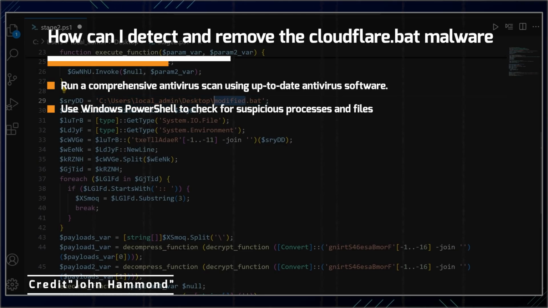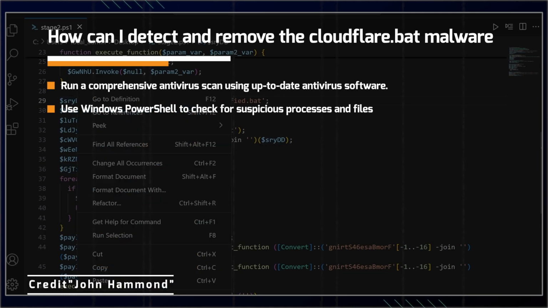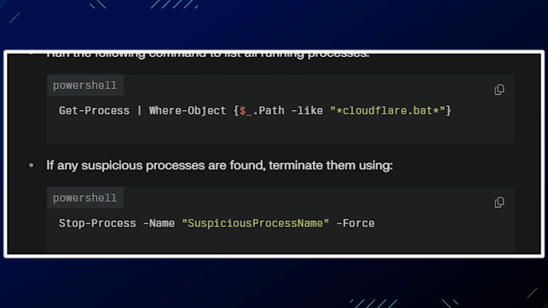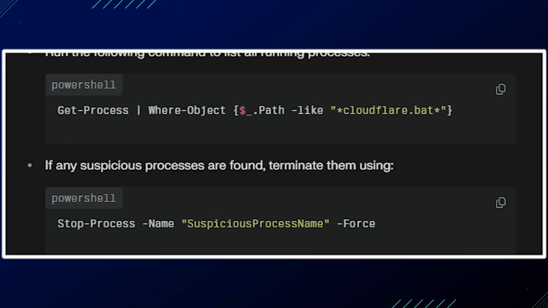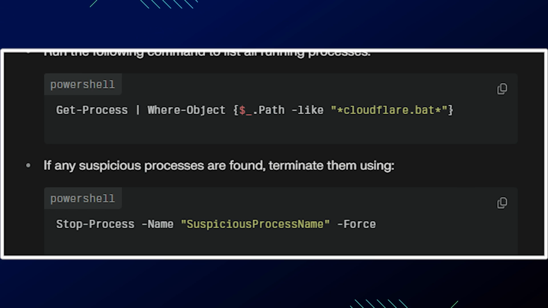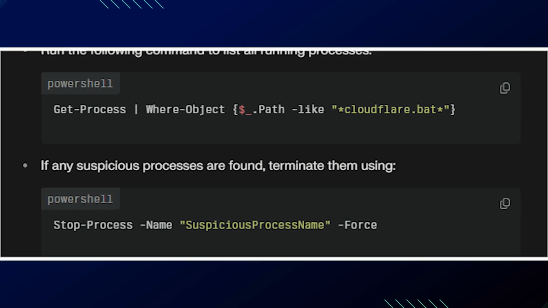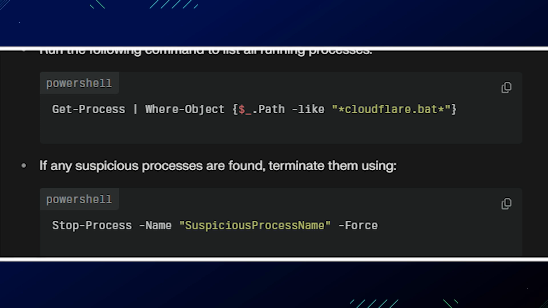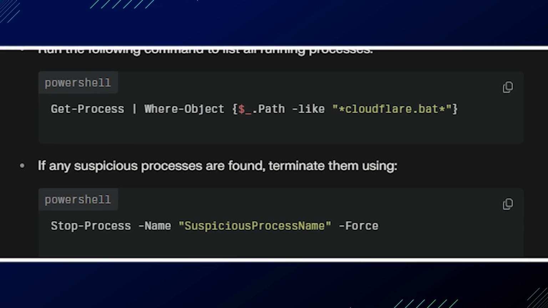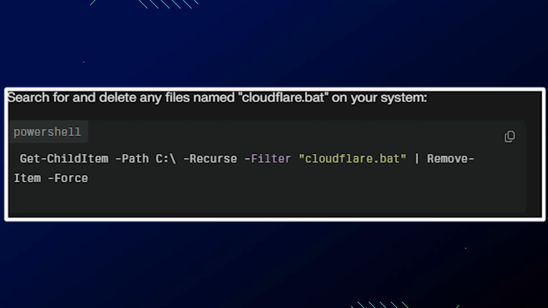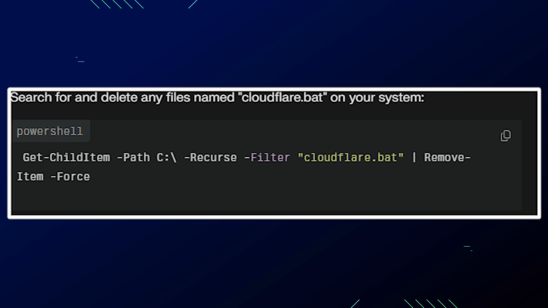You can use Windows PowerShell to check for suspicious processes and files. Open PowerShell as administrator and run the following command to list all running processes. Peter, please put that code on the screen. If any suspicious processes are found, terminate them using this. Peter, please put that code on the screen. Now, search for and delete any files named Cloudfare.bat on your system. Peter, please put that code on the screen.